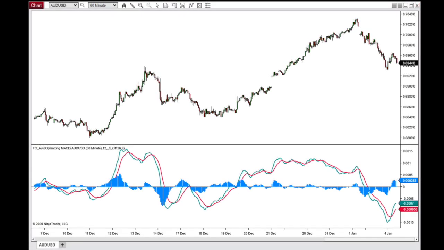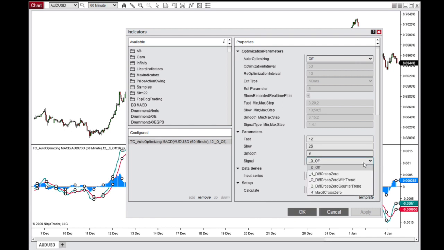Well, that's exactly what the Trading Coders Auto-Optimizing Indicators can do. They can tell us. Let's go into this indicator's parameters and configure one of the signals that it has programmed in it. In this case, I'm going to choose number 4, MACD cross zero, which is the one we just talked about.